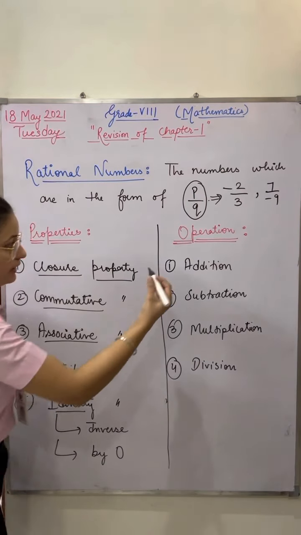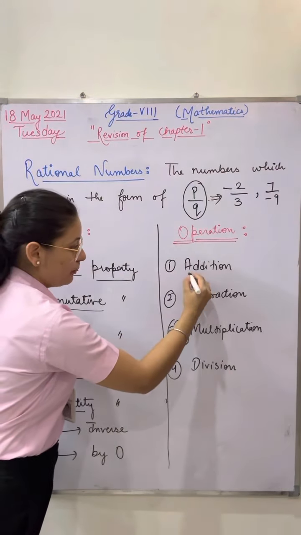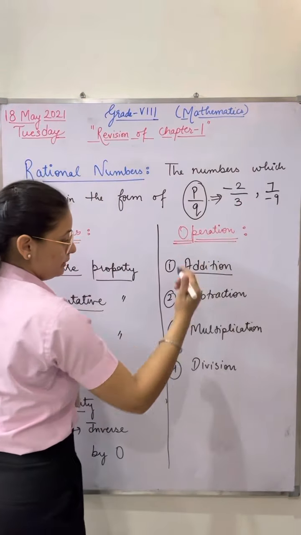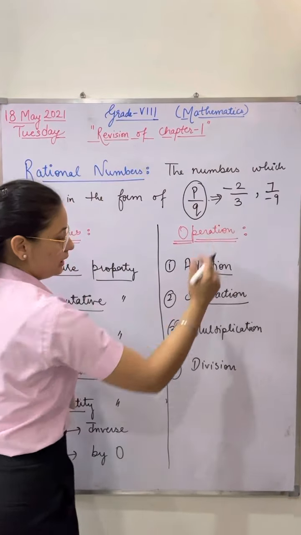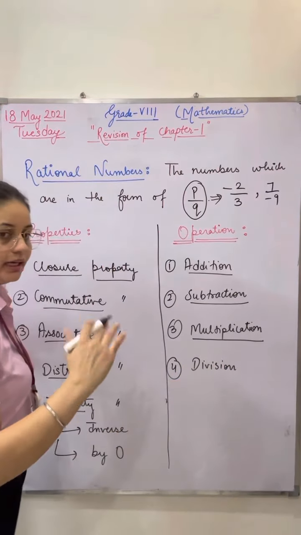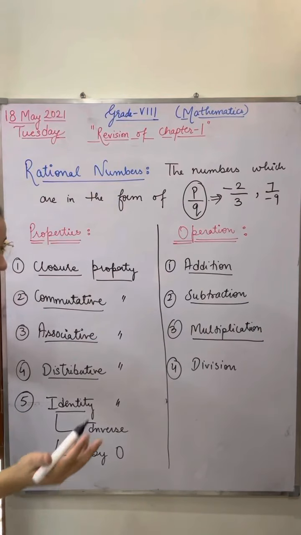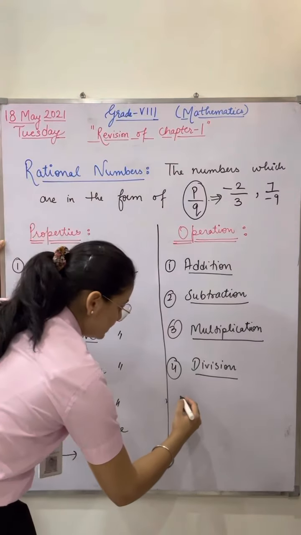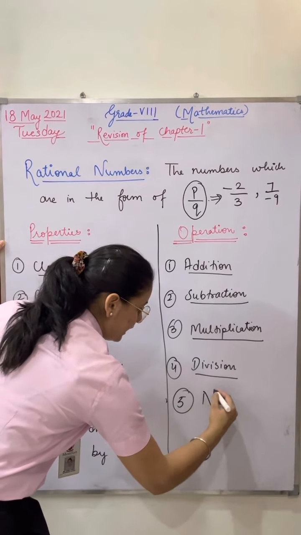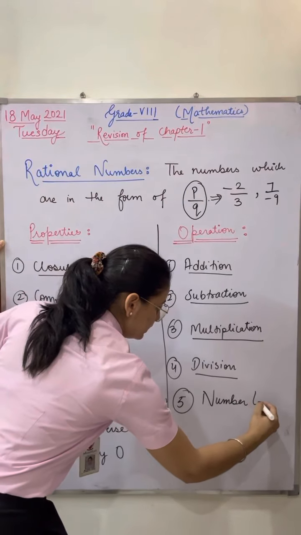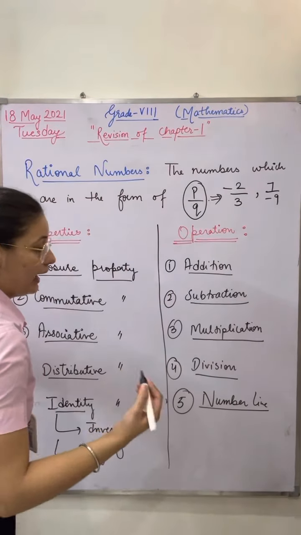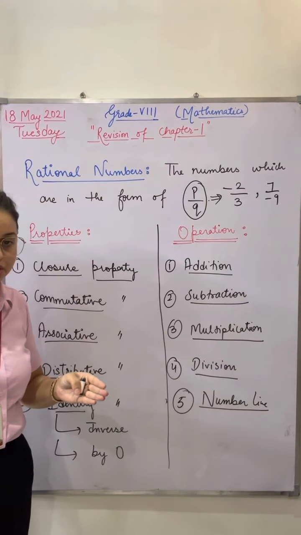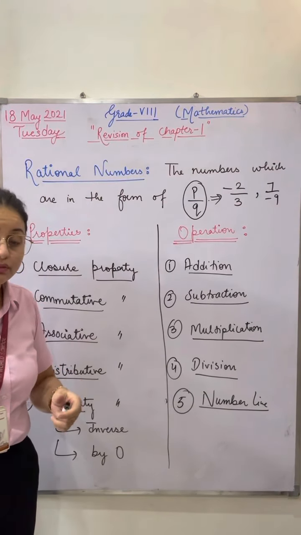Then we have discussed operations: how we can add two rational numbers, how we can subtract two rational numbers, how we can multiply any two rational numbers, and how we can divide two rational numbers. The last concept we discussed in the chapter was the number line: how we can show rational numbers on a number line, and how you can find rational numbers between two rational numbers.